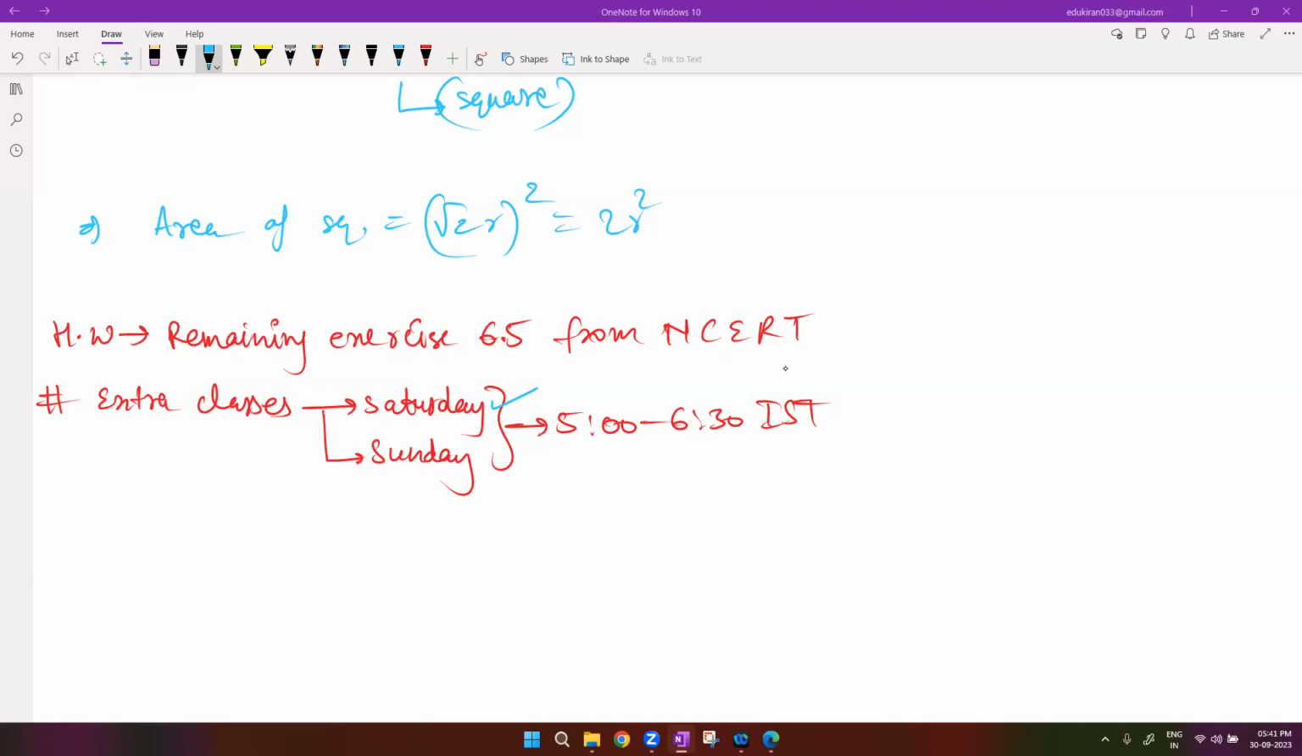And are you asking about exercise 6.5? Yeah, cool. Because exercise 6.3 is already not in the syllabus. But if you want to ask any question from the portion which is not in the CBSE syllabus, please feel free to tell me. I'll take 10-15 minutes extra and I'll explain all the questions to you.